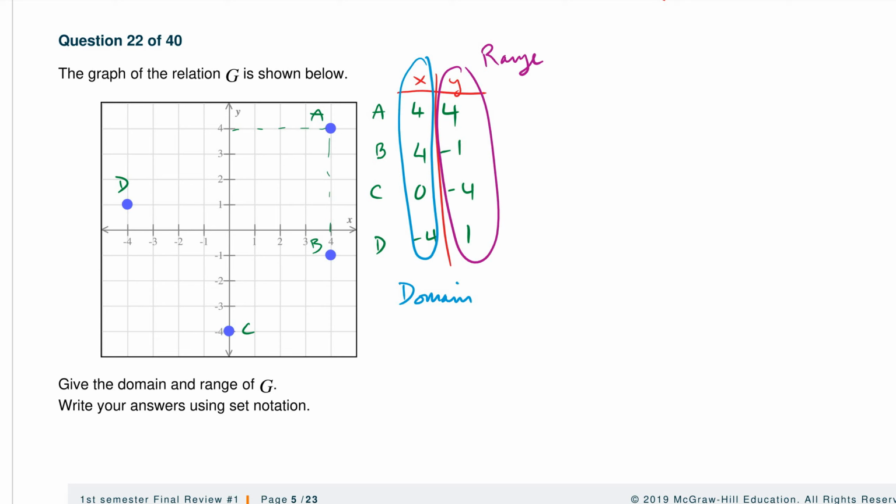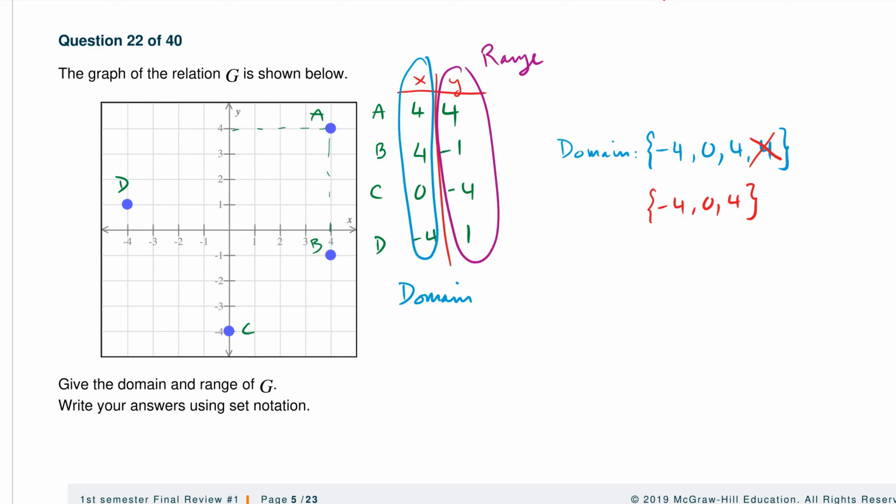Okay, so domain in this case, we're gonna put them in order from smallest to greatest. That will be -4, 0, 4, 4. However, whenever you see a number repeated more than one time, you're gonna cross it out. So we just have -4, 0, and 4 as the domain of the relation.